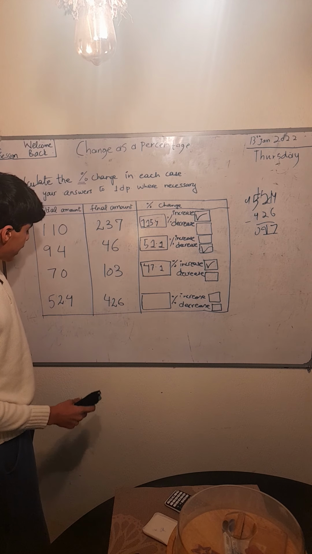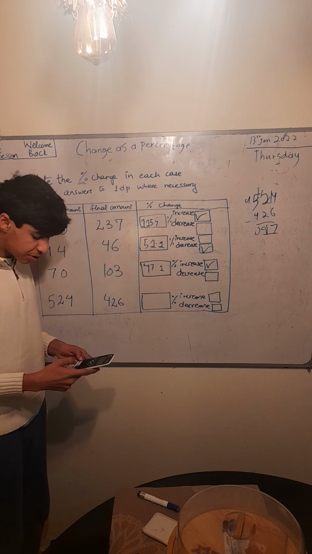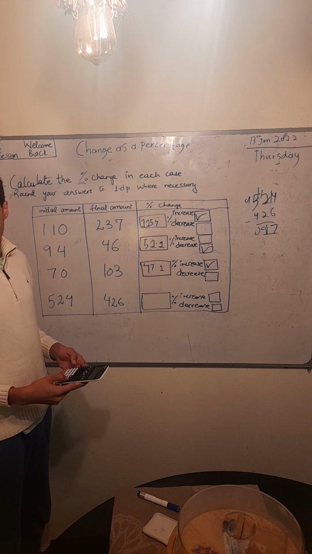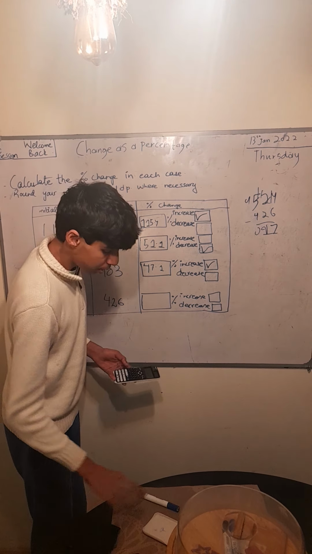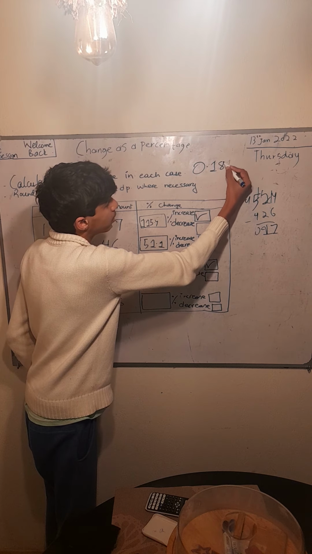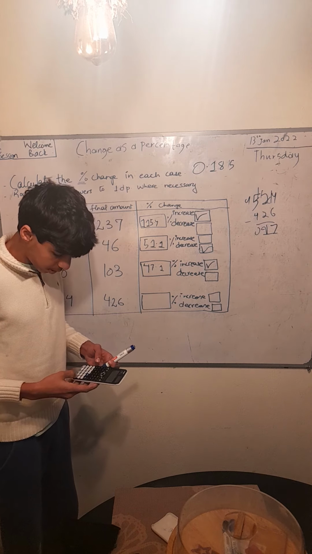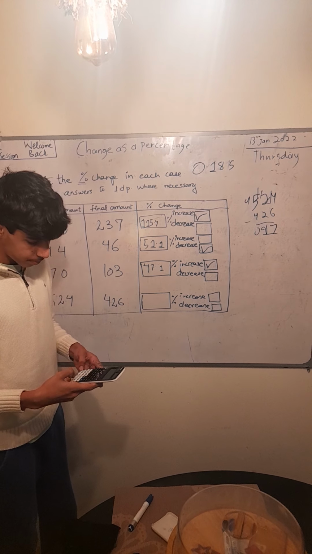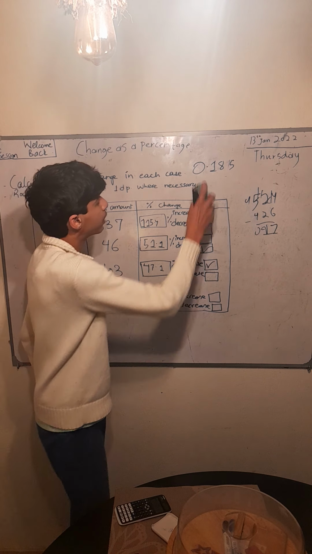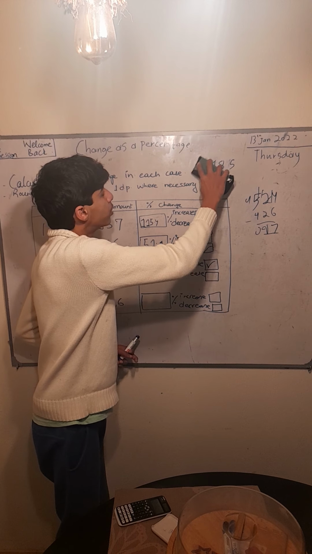Now we will divide 97 by the initial amount. Simple. Here we go. 97 divided by 524 and we get 0.185. Alright. So now we will move to the third step: multiply 0.185 by 100. Let's see. We get 18.51. Simply, we move the decimal forward.